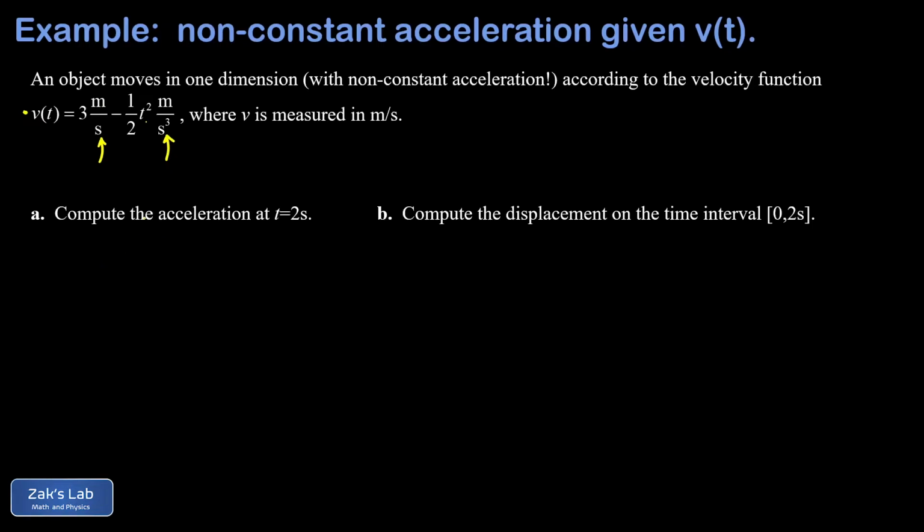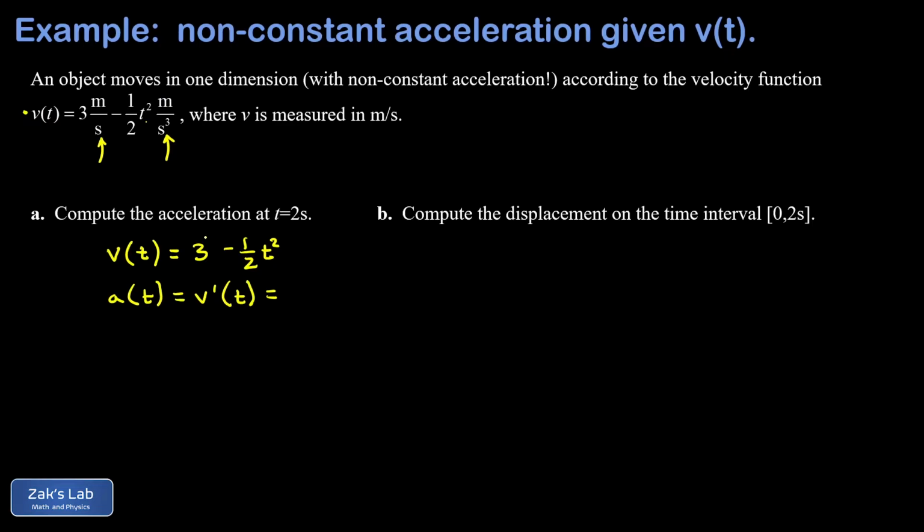So in part A, we're asked to find the acceleration at t equals 2 seconds. So it's a lot easier to just drop the units at this point, and I trust that my units are correct to make v come out in meters per second. So my velocity function is 3 minus 1/2 t squared. The acceleration is given by the time derivative of the velocity, so I need v prime of t.